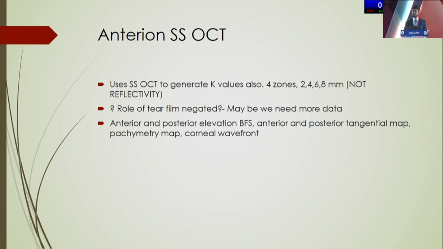And the new kid on the block is the anterior SS-OCT, where they say that the curvature of the anterior surface is measured using a swept source based biometer and not using reflectivity. So maybe in future this will negate the effect of the tear film on the cornea. However, it's too premature. We need to do some trials to find evidence-based results for that.